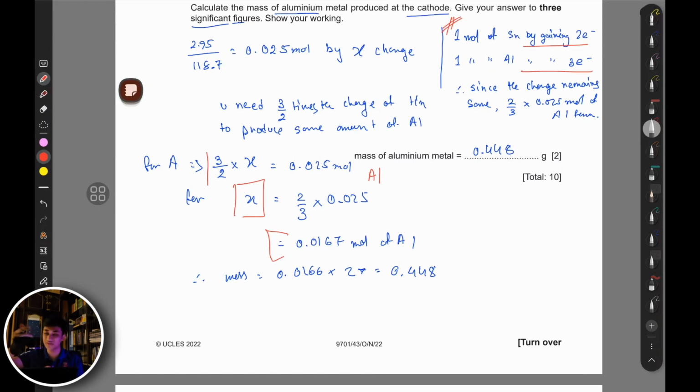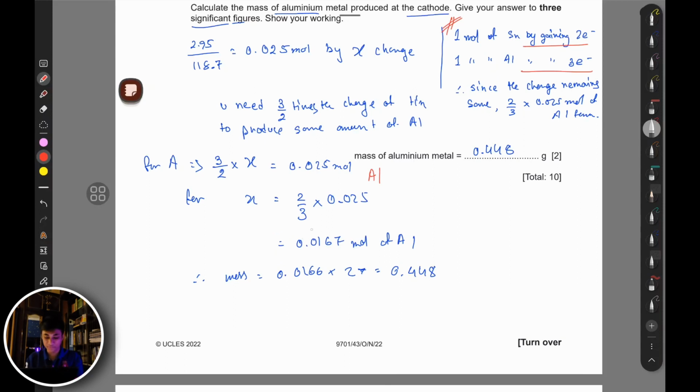Now, if the question was reversed and it asked you how much more charge do you need to produce the same mole as tin, you would answer it as 3 by 2 times the charge needed for tin. But that is not the question. So basically, what are we doing? We are forming an equation relating the amount of charge and the mole produced. We are using unitary method.